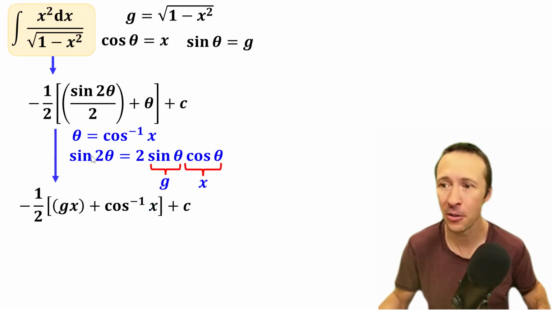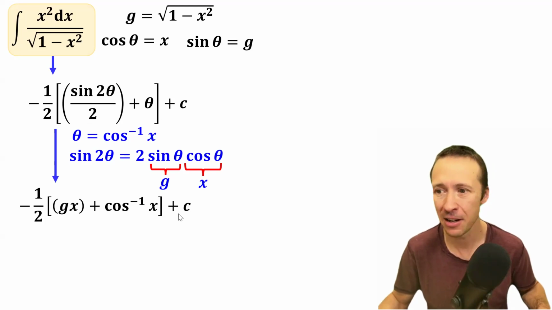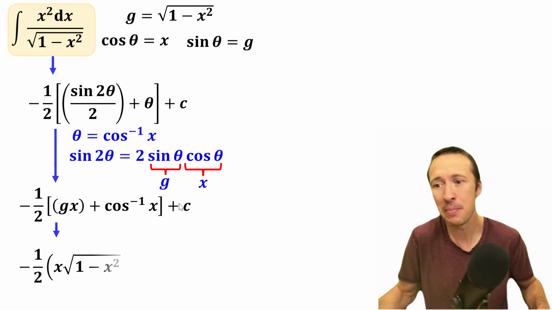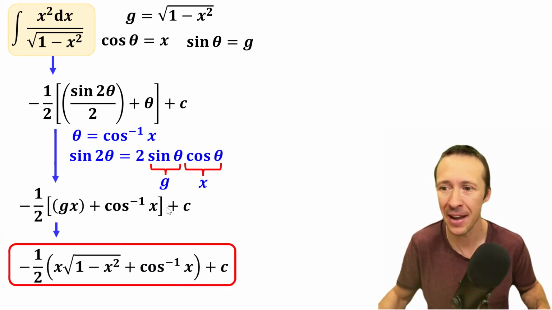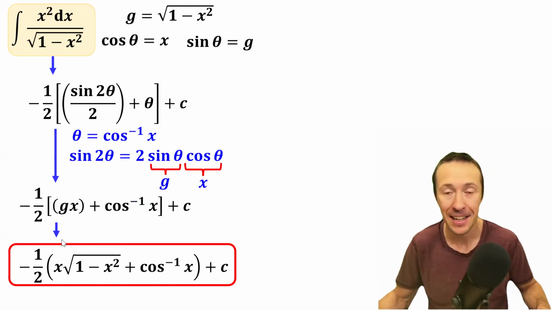So we'll substitute all those in. This is our negative 1/2 coming along for the ride. Our gx is our sine 2 theta divided by 2. And then our arc cos x is our theta here, plus our friend, the integration constant. And we're basically done. We'll just put everything in terms of x. So instead of writing g, we'll say what g is. It's the square root of 1 minus x squared. Here's our x squared. And this is our integral in all its glory. Another one bites the dust.